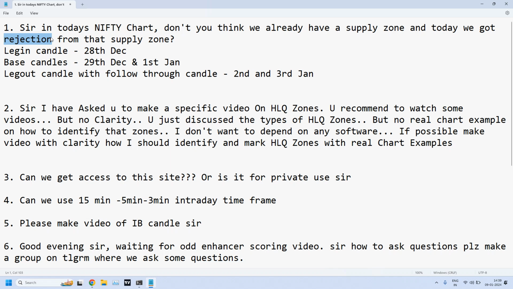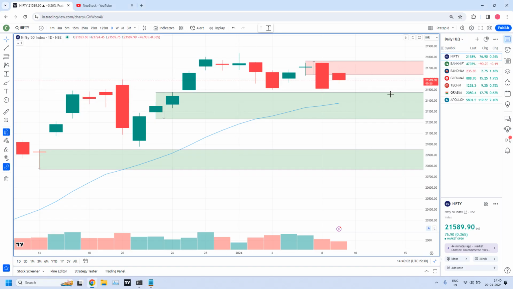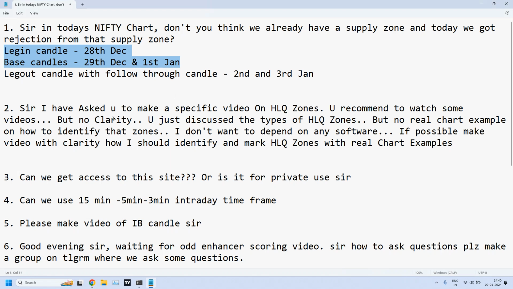Observe your word carefully. Just note this point. The reason is, I would like to give you some clarity. That's why focus on this exact point, rejection. So what is the thinking? From this supply zone, whatever the price action happened yesterday, that is a rejection from that supply zone.